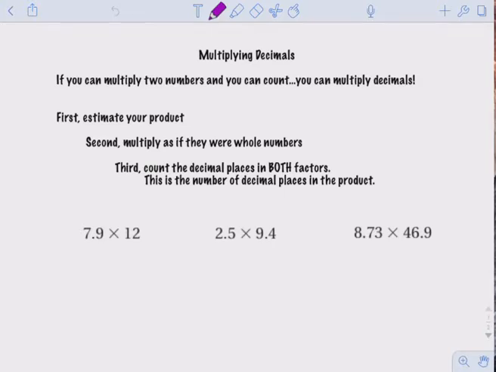This should be one of our fastest videos ever on multiplying decimals. That's how easy it is. That's why it's going to be a quick one. Because if you can multiply two numbers and you can count, then you can multiply decimals.